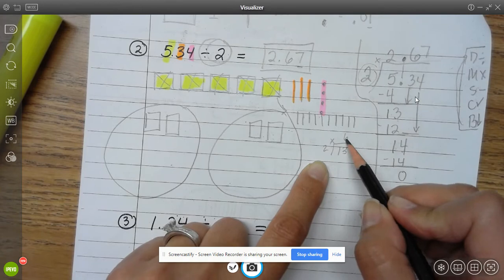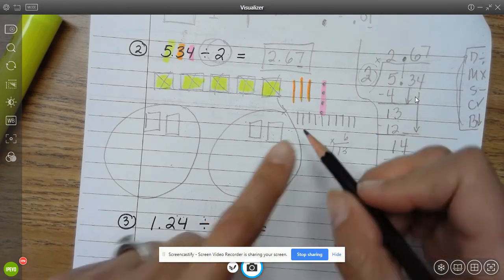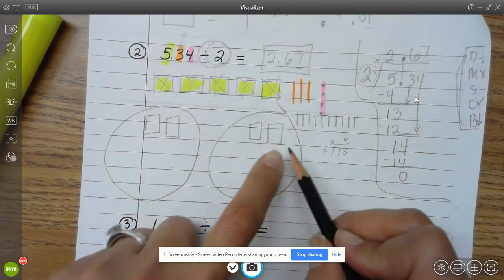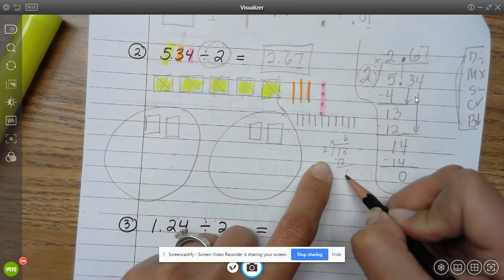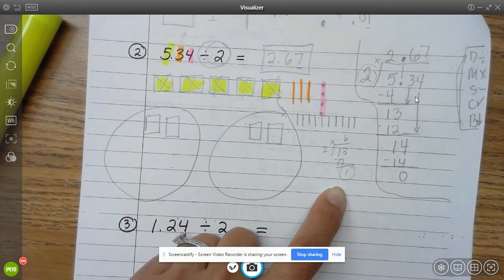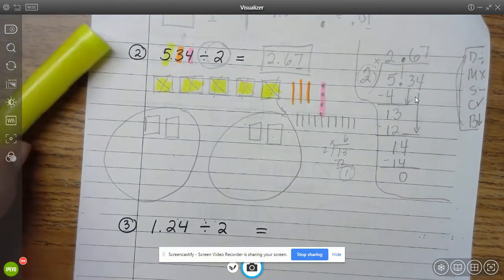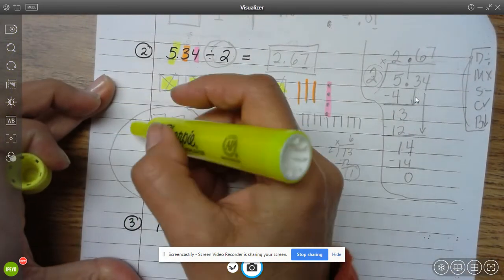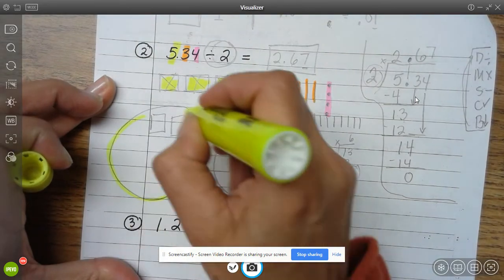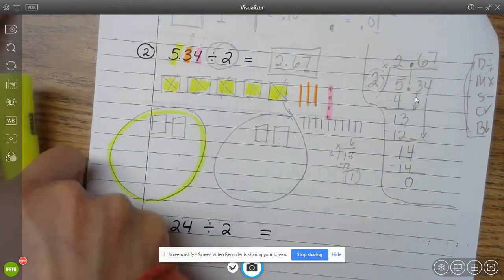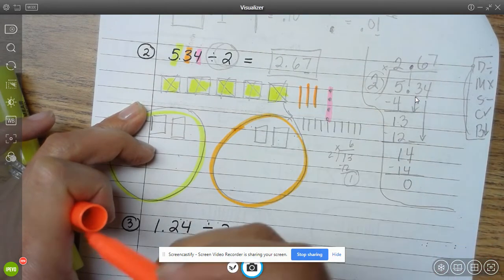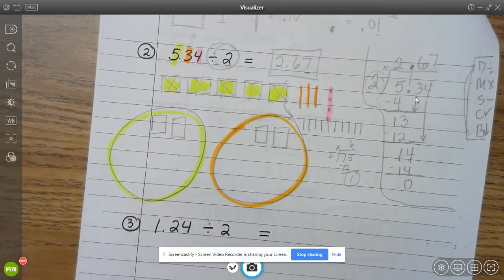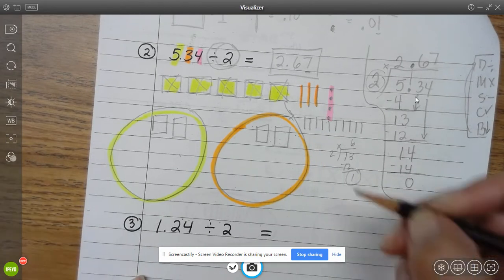It goes in 6 times. That means I can put 6 tenths here, and I could put 6 tenths here, and I am going to have a remainder because 6 times 2 is 12. I'm going to have 1 left over. Okay, so I'm going to color code this again. This group, I'm going to call my yellow group, and this will be my orange group. All right, so I have my tenths. Let's cross these out as we go.